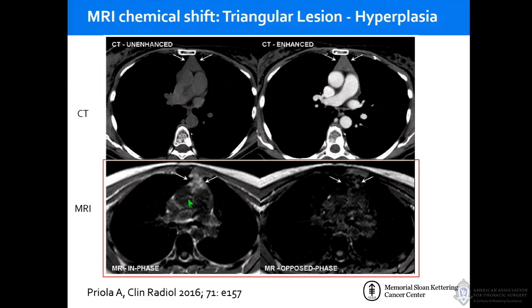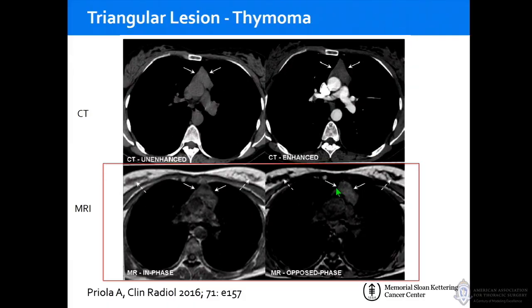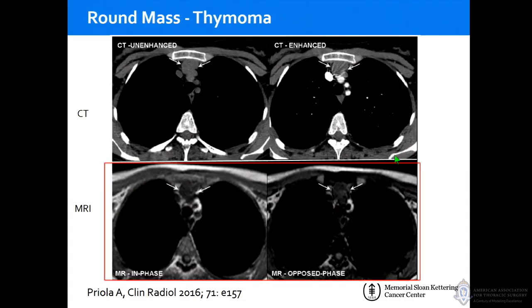Here on the left-hand side of the MRI, this is the in-phase sequence, and you can see it's bright, it enhances. And on the opposed phase, it does not enhance. So there's a change there in the shift. This is consistent with hyperplasia. Now here's another triangular shaped lesion, but this one there's no difference in the phases, and this turns out to be a thymoma. How about a round mass?